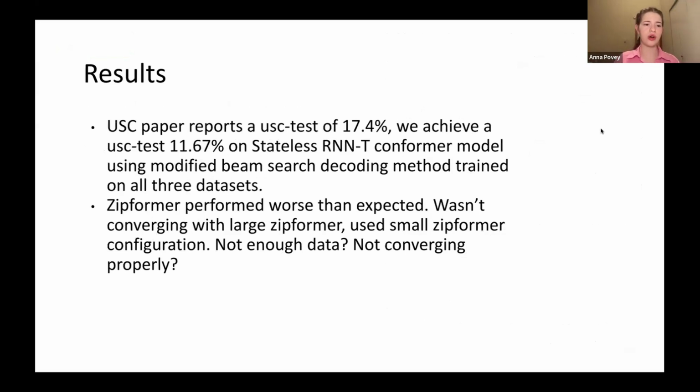More results are in the USC paper. A word error rate of 17.4% was reported on the USC test, but we achieved a USC test of 11.7% on our best experiment, the stateless RNN-T conformer model using modified beam search decoding method, trained on all 3 datasets. The reason why the Zipformer performed worse than expected, I'm not quite sure right now, but the issue we ran into when first running it was that it wasn't converging when we used the large Zipformer, so then we used a small Zipformer configuration, but perhaps there still wasn't enough data or it still wasn't converging properly. That's my hypothesis.